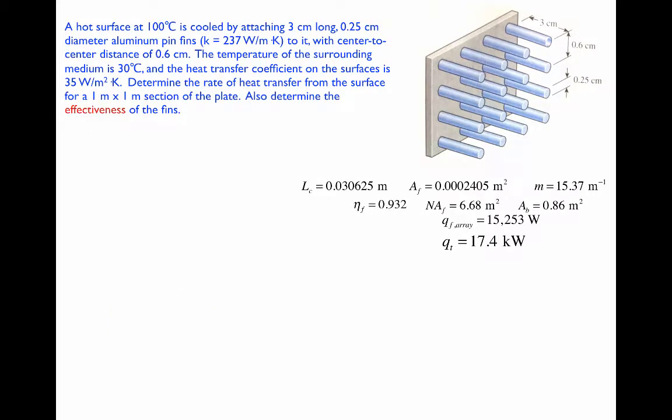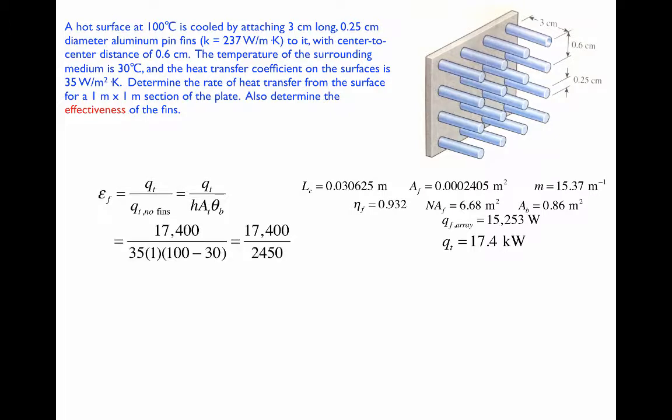Now to determine the effectiveness of the fins, this is the total heat transfer from the finned object, which we just calculated, divided by the heat transfer from the flat surface if it did not have fins covering it. That would just be the total area of that surface times h times the temperature difference, theta B. We substitute in our values, and we get an effectiveness of 7.10.